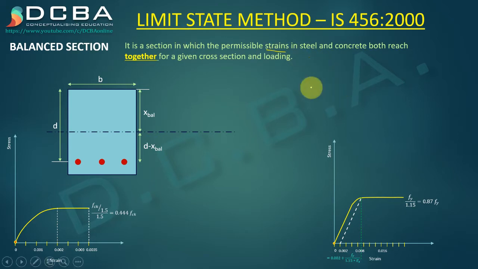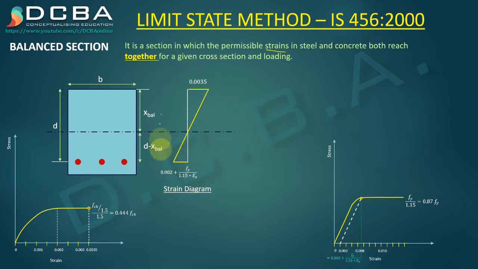In working stress method, the definition that we used was, it is a section in which the permissible stresses in steel and concrete both reach together. Here instead of stresses I have used strains. For a balanced section, as you can see, the maximum value of strain in steel and concrete will reach together. So for concrete the maximum strain is 0.0035 and for steel it is 0.002 plus Fy upon 1.15 ES, correct? So I'll draw a strain diagram where at the top I'll show 0.0035 and at the bottom it will be this value.